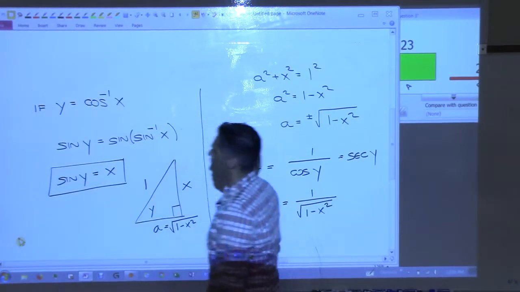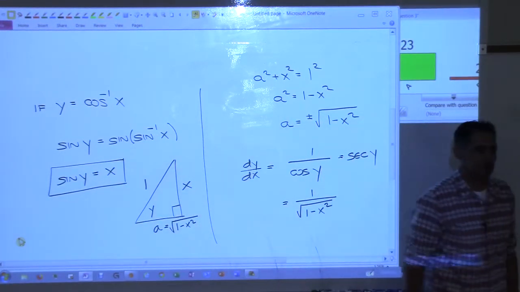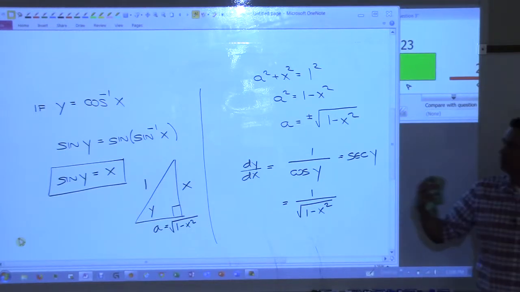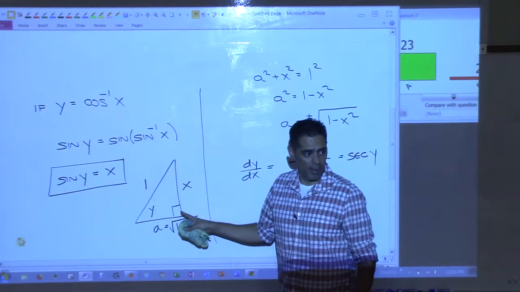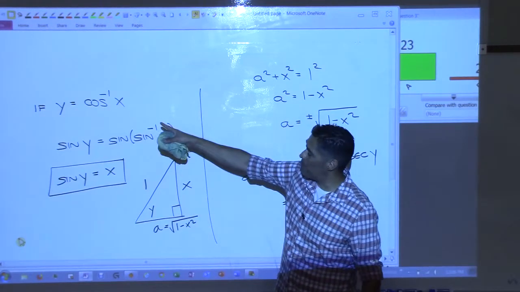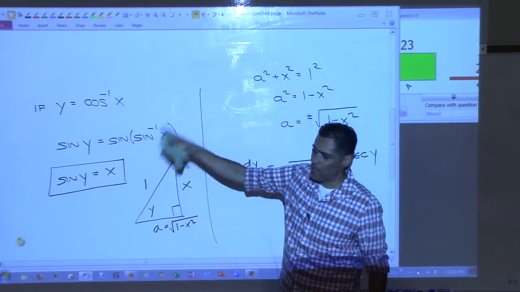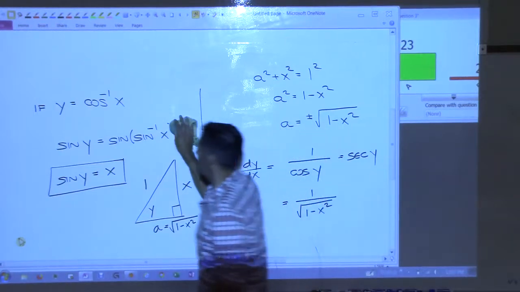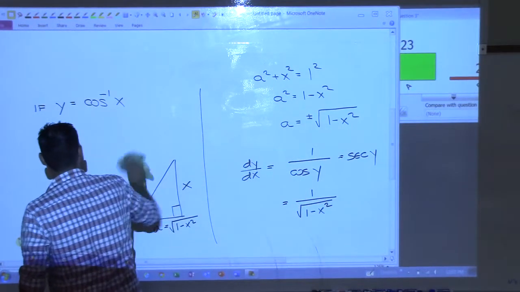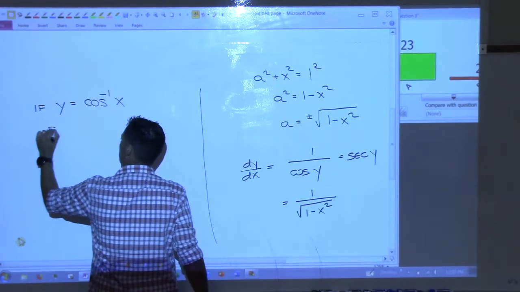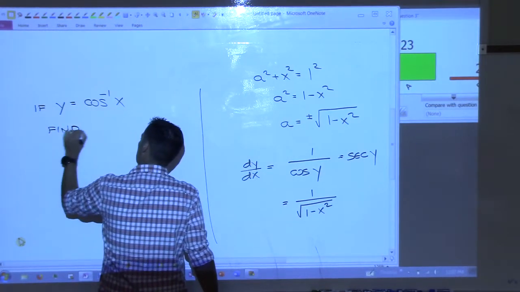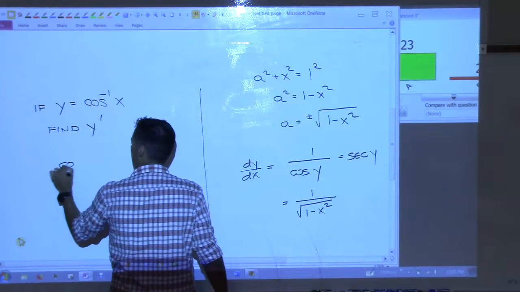then what would be the difference in this? You just do opposite over adjacent instead. Here, yes, this will be different, right? But the first step would be to take cosine on both sides, right? So let's work through this one a little faster. So here, find y prime, so we just do cosine y.